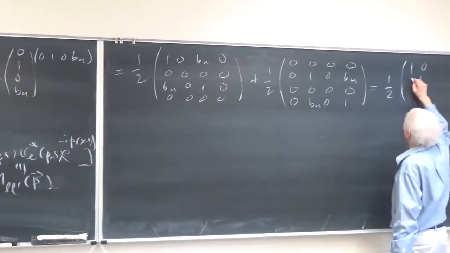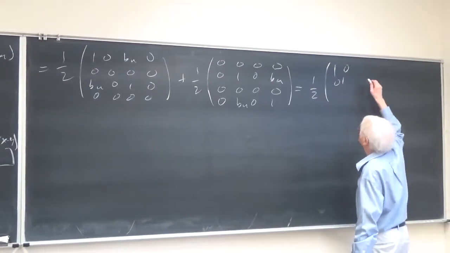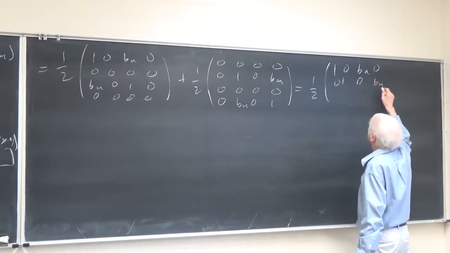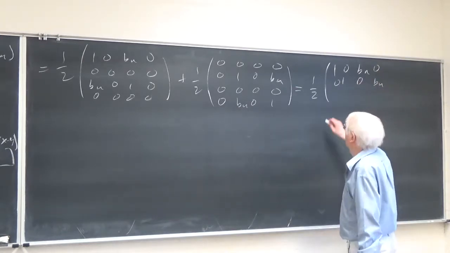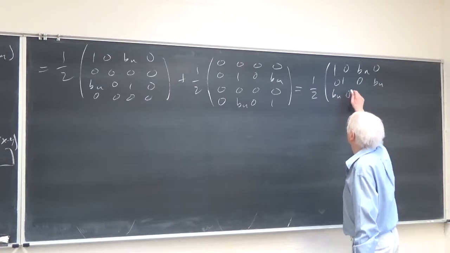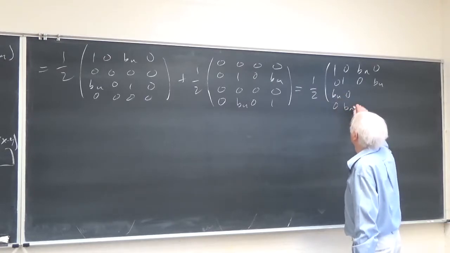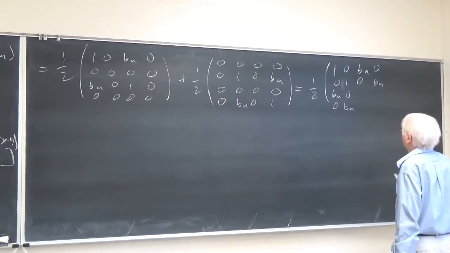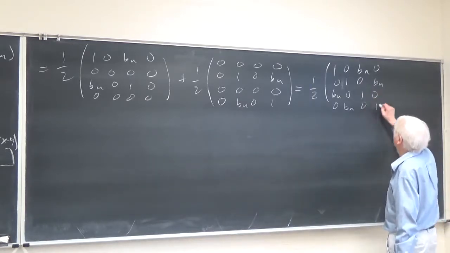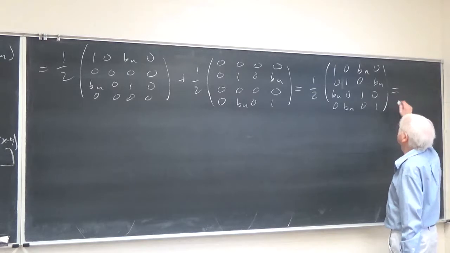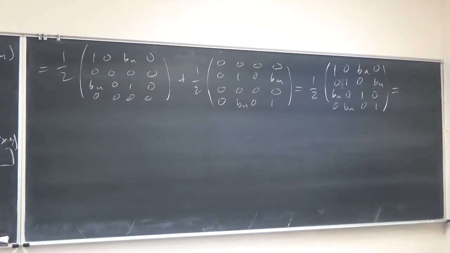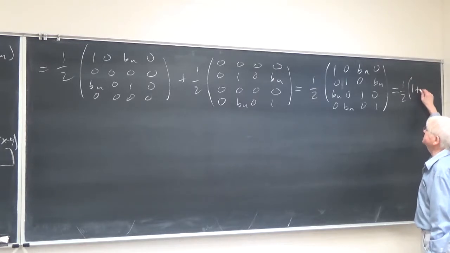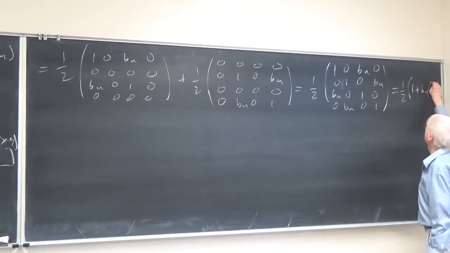1, 1, 0, 0, BU, 0, 0, BU, let me put the 1 here, and then 1, 0, 0, 1. And now you can recognize this as a half of 1 plus BU times beta.